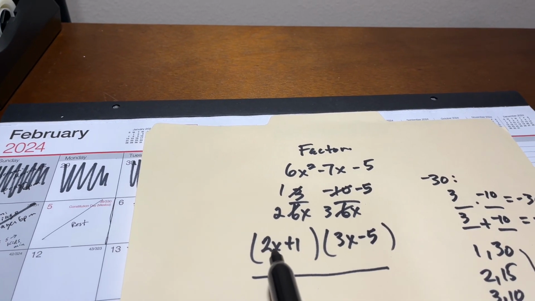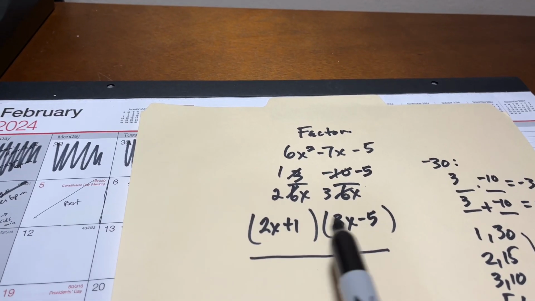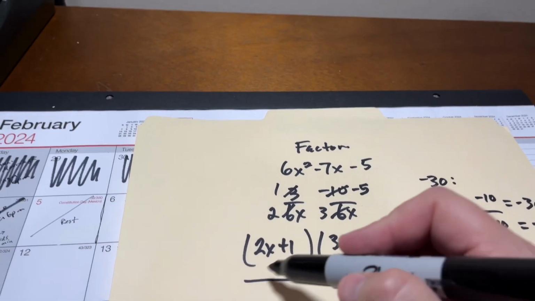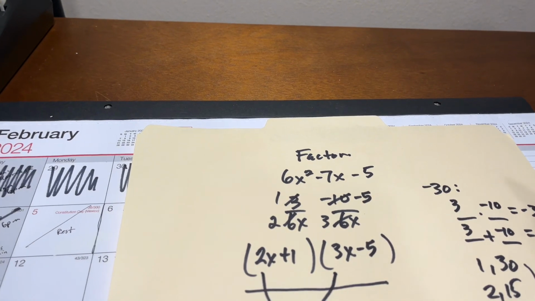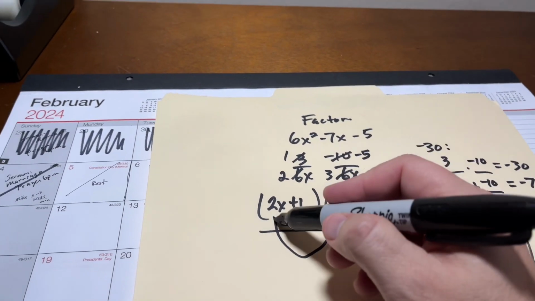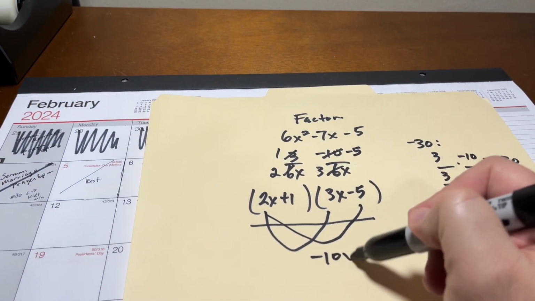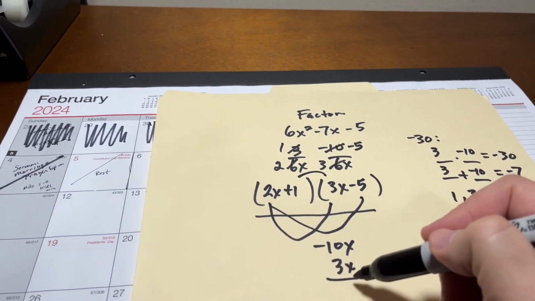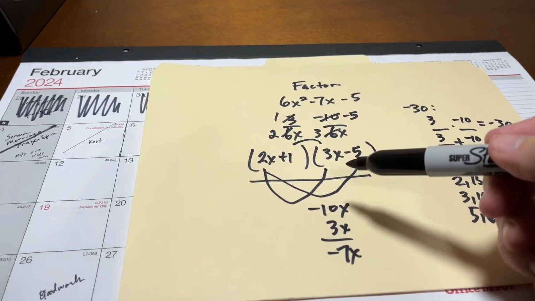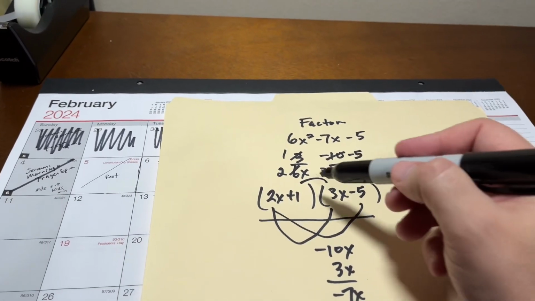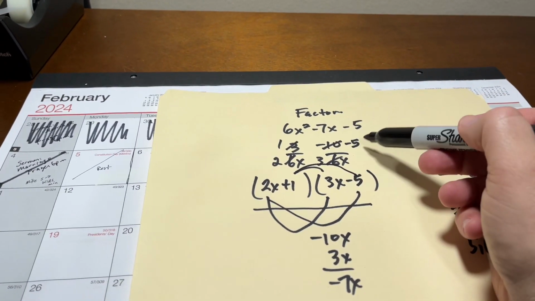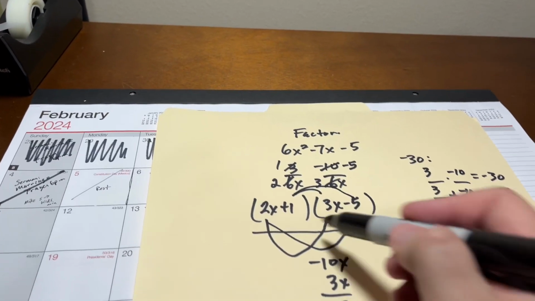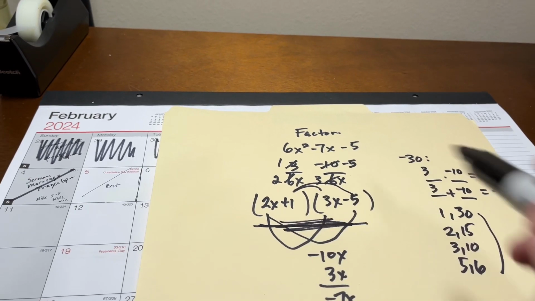If you took the time to multiply this out using the FOIL method, it would be this up here. In fact, let's try that. So this is 6x squared. And this is negative 10x. And this part right here is 3x, which does add to be negative 7x, which is the middle term. And then 1 times negative 5 is negative 5 up there. So I've multiplied out and it does work. So this is my final answer right here.